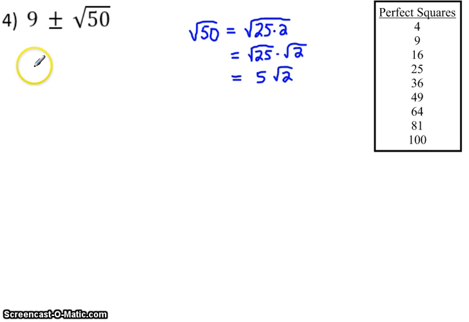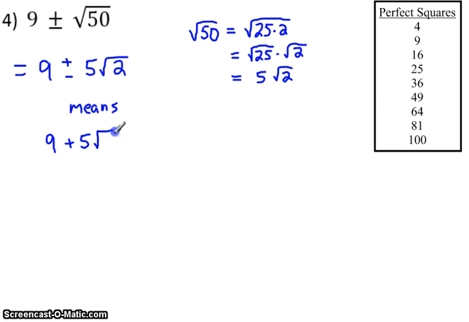So what we got here is 9 plus or minus this 5 square roots of 2. And there's nothing to factor out here, nothing to divide, so really this is our answer. But what does this actually mean? This actually means two things. It means we've got two different answers. We've got 9 plus 5 square roots of 2 and 9 minus 5 square roots of 2.